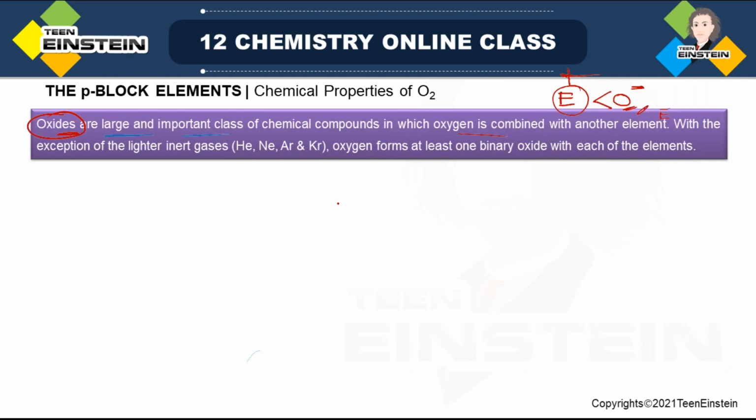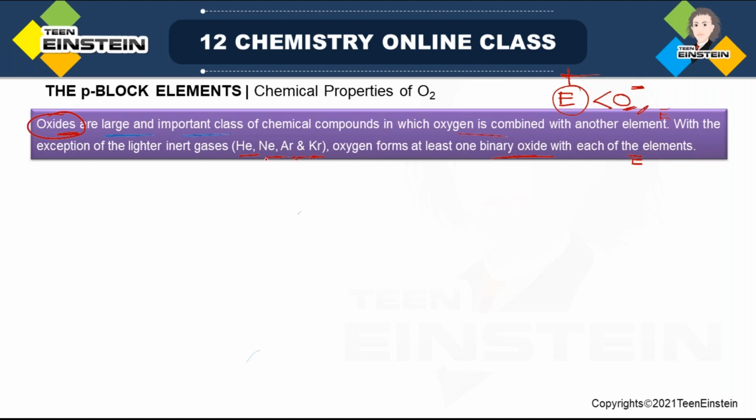Now, with the exception of lighter inert gases, not all the inert gases, only the lighter ones. Helium, neon, argon, krypton, then xenon, then radon. Xenon and radon are heavier because of the trend down the group. So except these lighter inert gases, oxygen can form at least one binary oxide with each of the other elements.